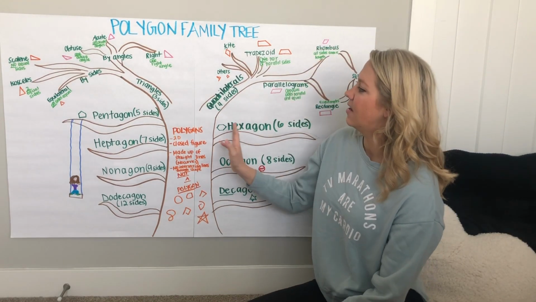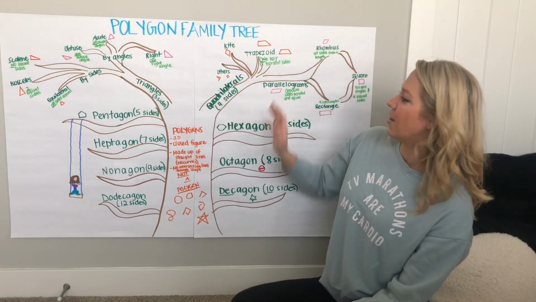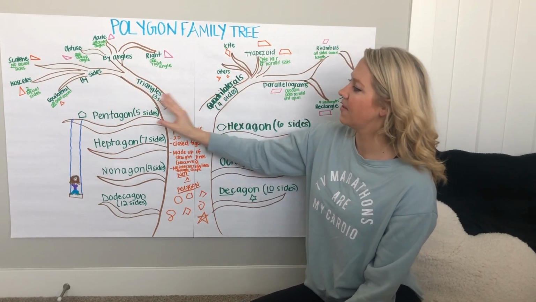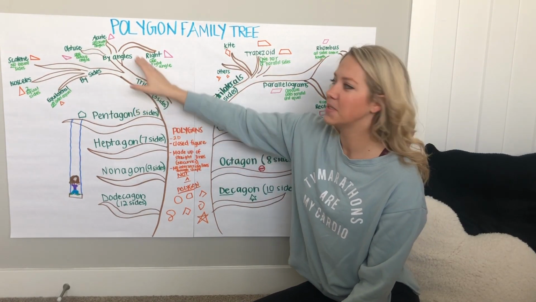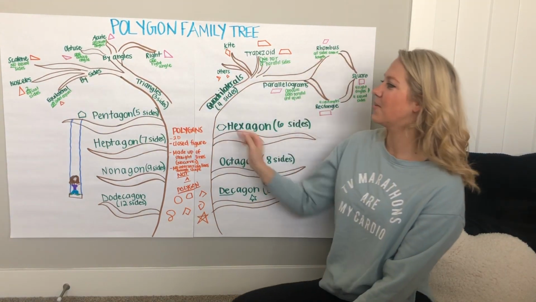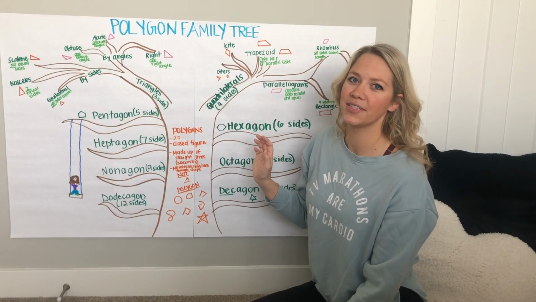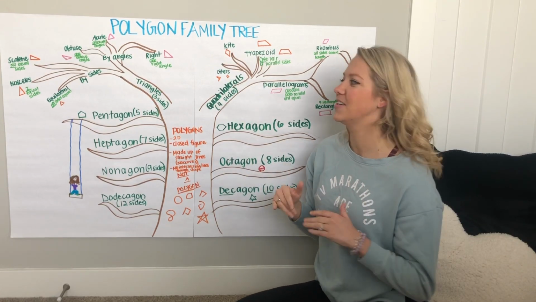And then triangles, and then quadrilaterals. Like I said, these are branching off differently because within triangles there are specific names that you can call triangles, and within quadrilaterals there are specific names that you can call these quadrilaterals, and that's what we're going to be diving into today.